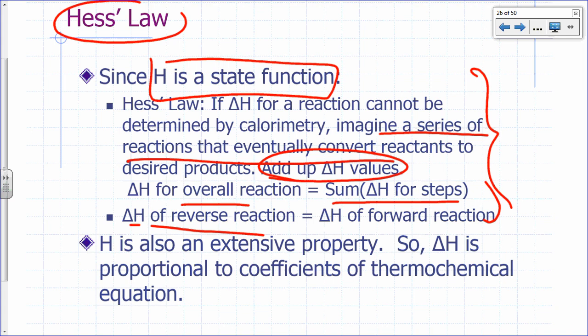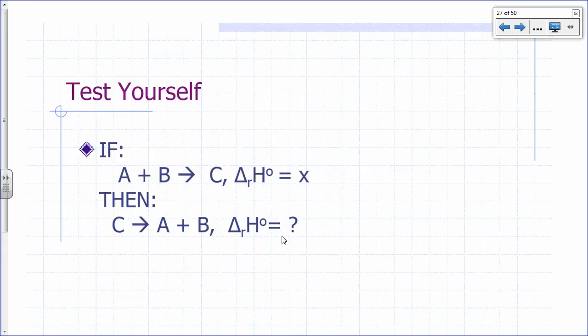You also need to know that H is an extensive property, so delta H will be proportional to the coefficients in your thermochemical equation. So if you double your coefficients, then the delta H for that thermochemical equation will just be doubled. Okay, so let's look at some simple examples.